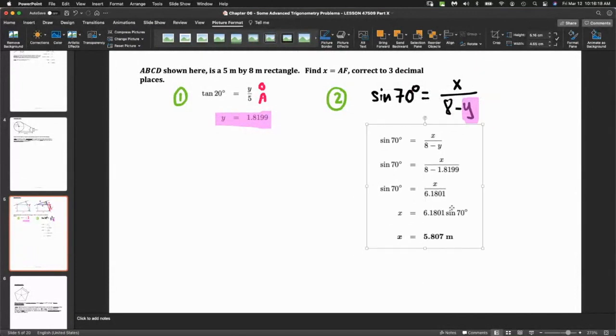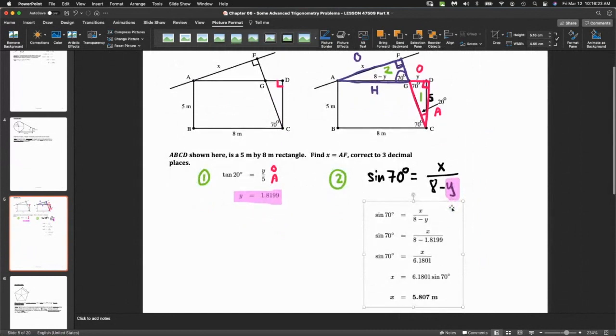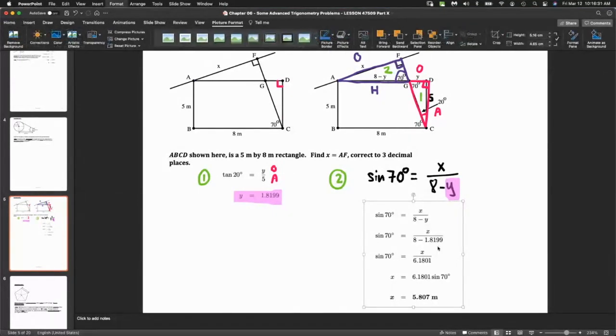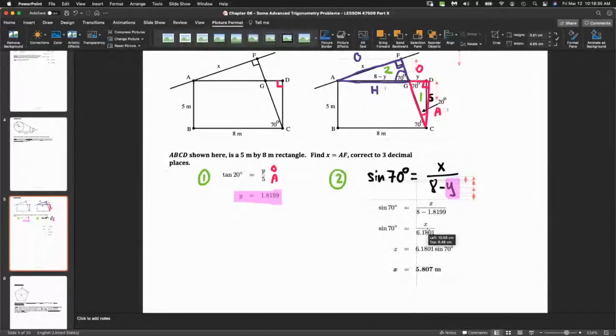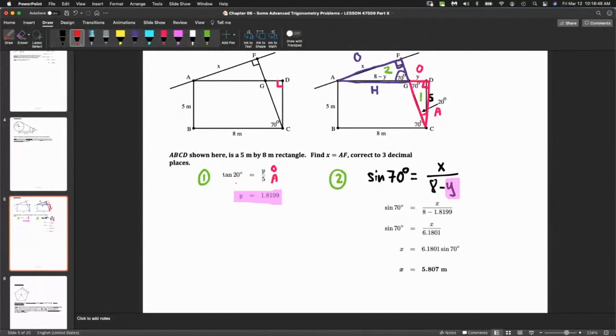So there is my method. Trying to get it on one window there. So let's walk it through slowly. In fact, that first line of writing, we don't really need it, so let's just get rid of it. There we go. That looks pretty. So we have here 8 minus y, but y is 1.8199, and you get x over 6.1801.